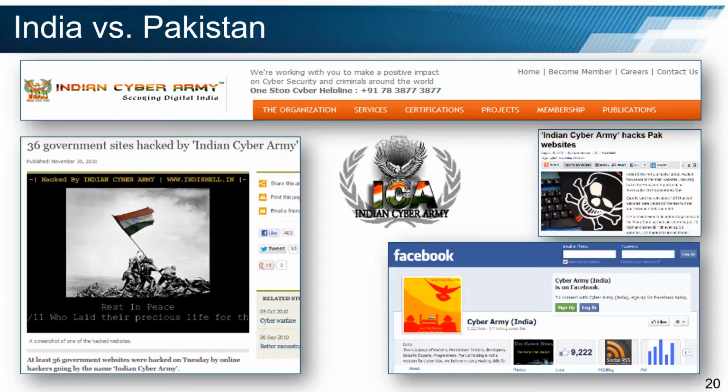Contrary to their public image, members of the group have participated in some very high-profile cyber attacks, such as in 2010, when they hacked more than 36 Pakistani government websites to conduct web defacements.